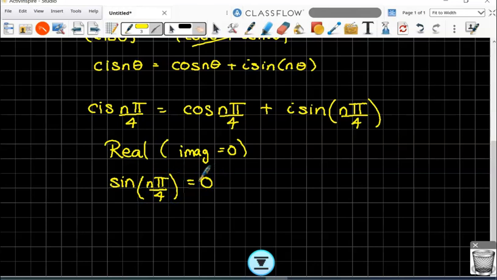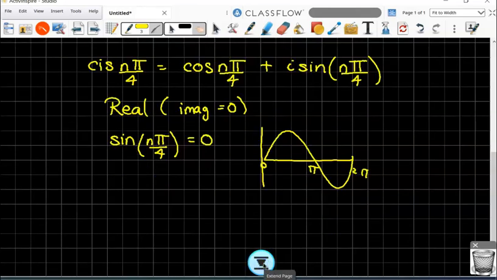That's domino effect now, right? So when is sine going to be 0? 0, pi, 2 pi, 3 pi, 4 pi, 5 pi, etc., yeah? So that's when n pi on 4 equals k pi. K can't be anything, can it? Like it can't be 0.5, it can't be a third. K has to be an integer.